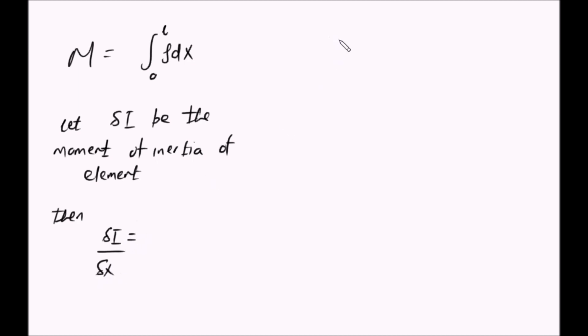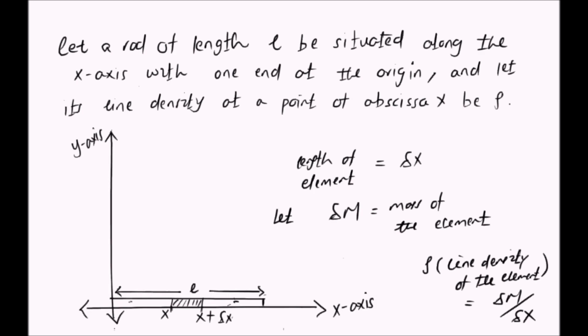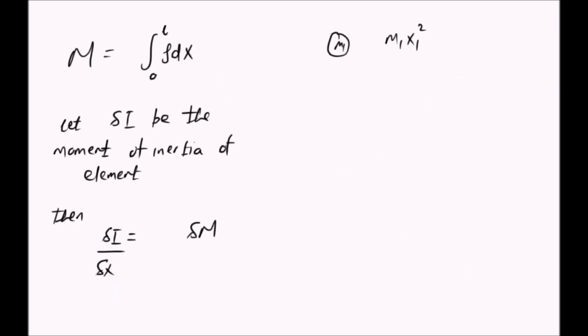So kwa particle sawa, inertia ya particle moja unachukua mass yake times distance squared. Sasa manake kwa ile element itachukua mass of the element, tunaikumbuka delta m times distance. So the element is located at distance x from the y-axis. Kwa hiyo distance ni x, kwa hiyo times distance squared.